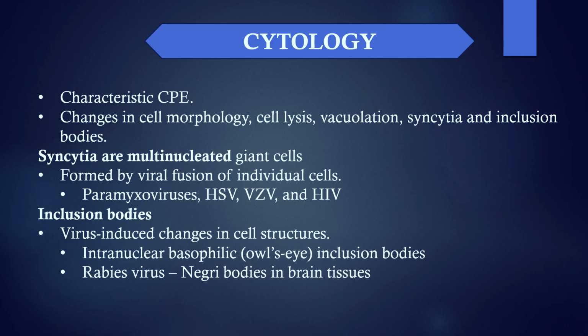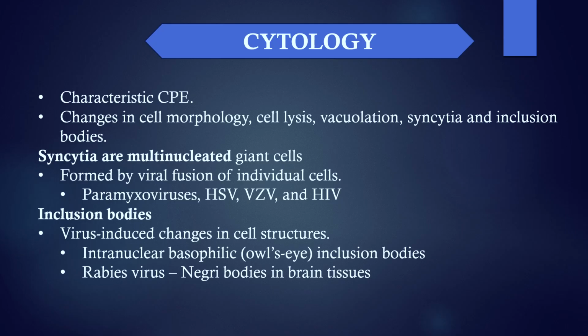Syncytia are multinucleated giant cells formed by viral fusion of individual cells. Tens or hundreds of cells will become fused to form a single cell which contains multiple nuclei. Examples include paramyxovirus infections, herpes simplex virus infections, varicella zoster virus infections, and HIV infections. These viral particles promote syncytia formation.